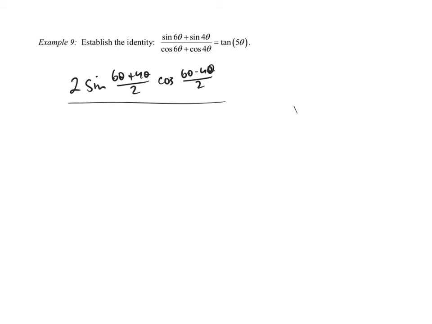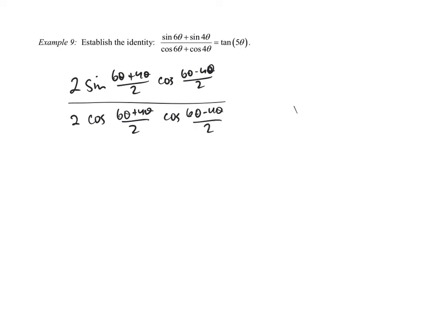Okay, and then in the bottom, I see that I have a cosine plus a cosine, so that means I'm going to use the third formula to help simplify that. So that's going to be 2 cosine of alpha plus beta over 2, so that means I'm going to add them, 6 theta plus 4 theta divided by 2. And then I'm going to have cosine of them subtracted and divided by 2.